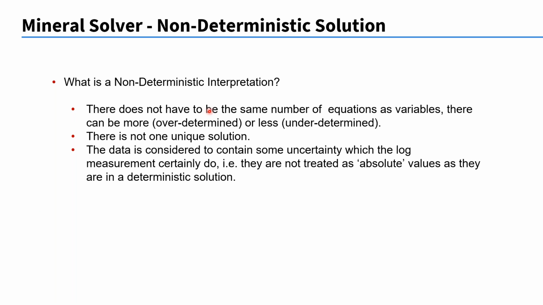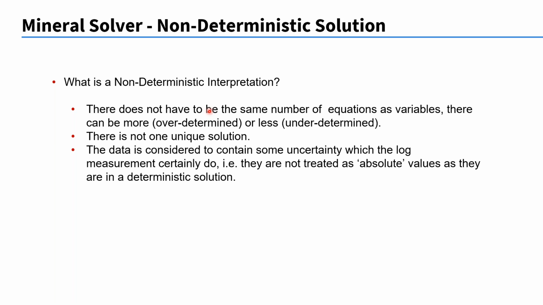Our IP mineral solver is a non-deterministic solution, which means that there does not have to be the same number of equations as variables. There could be more if you run the module overdetermined, or fewer if you run it underdetermined. There's also not one unique solution, and the data that you add to the model is considered to contain some uncertainty, which log measurements certainly do. So they're not treated as absolute values, like in a deterministic solution.